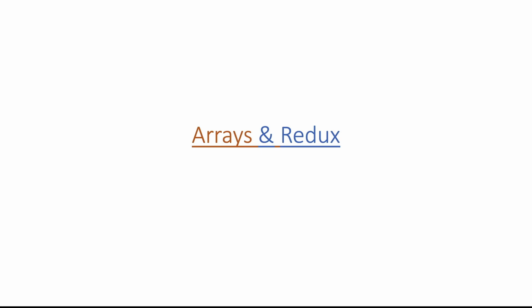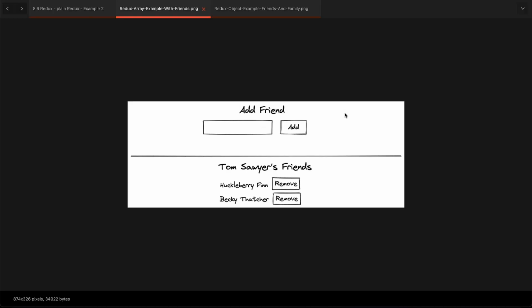Let's discuss how to work with arrays when using Redux. We will do this with the help of an example. So this is the UI wireframe of the example that we are going to implement. In this example, we are going to allow the user to manage a list of Tom Sawyer's friends.